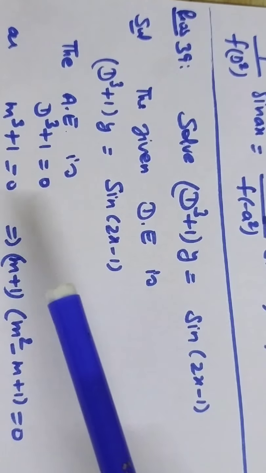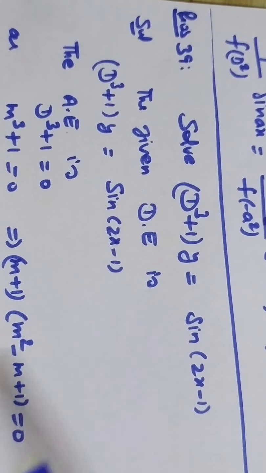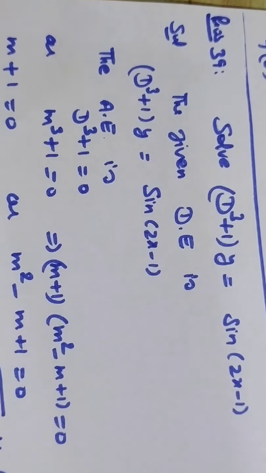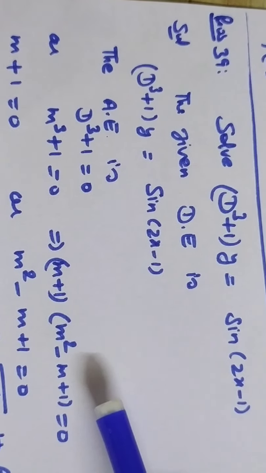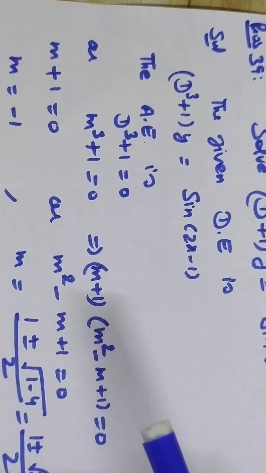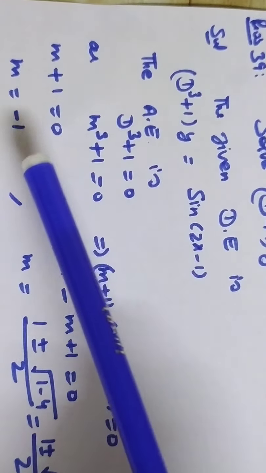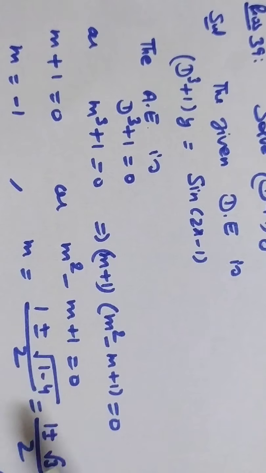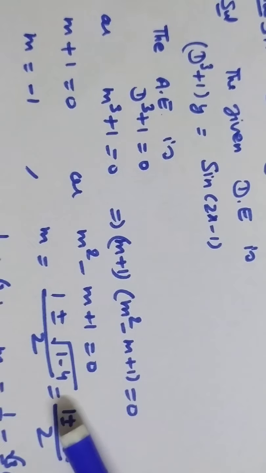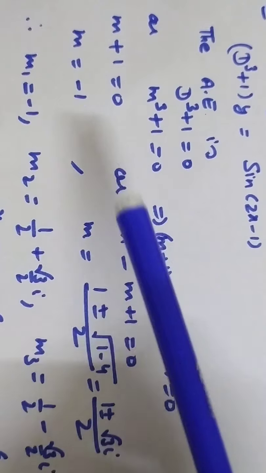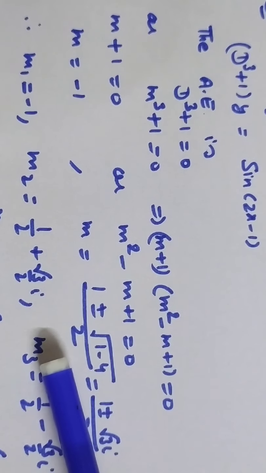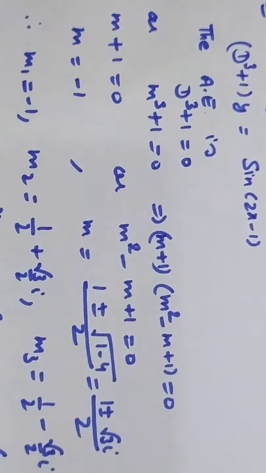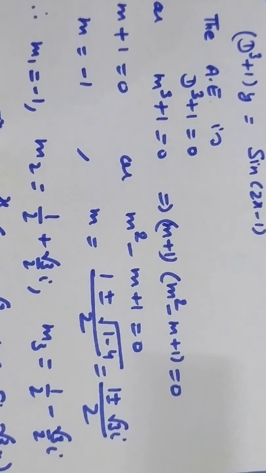Now a cube plus b cube is (a plus b)(a square minus ab plus b square) equal to 0. From here you will get 3 values of m. One is m as minus 1, another 2 are (1 plus minus square root 3 iota) over 2. And you replace these m's with m1, m2 and m3. I have obtained 3 roots from the auxiliary equation m cube plus 1 equal to 0.